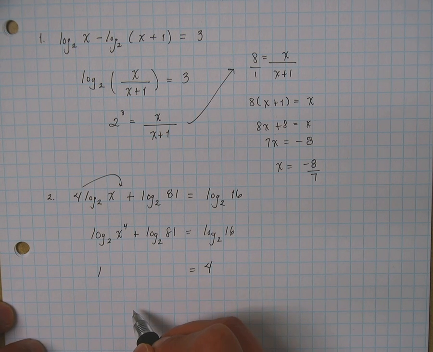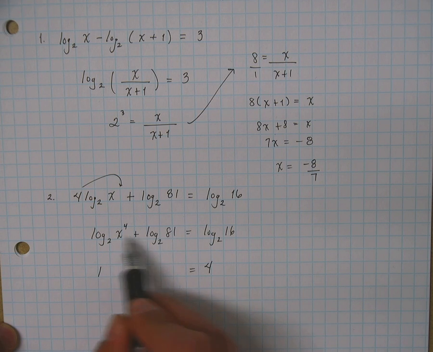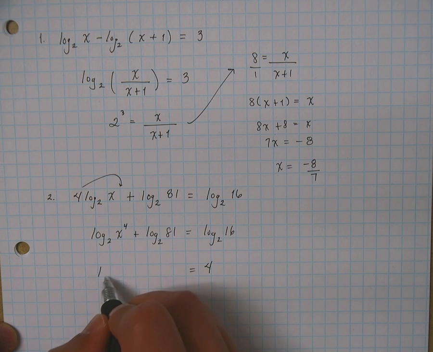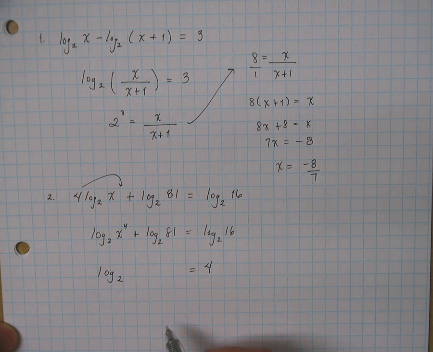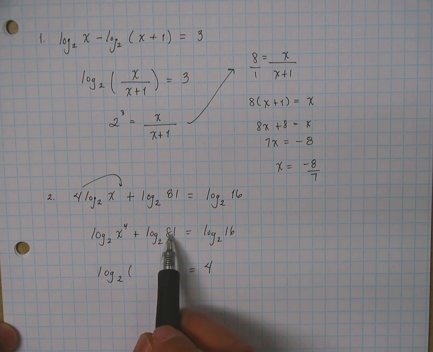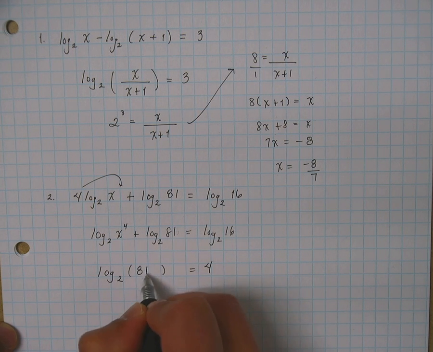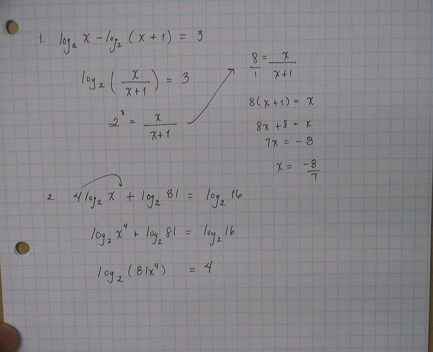I think 2 to the 7 is 128, and 2 to the 6 is, I think it's 84, something like that. But what we're going to do, we're going to put these two together, okay, and then we're going to have log base 2. I'll just put it in parentheses just so we're neat and organized. This becomes, we're going to multiply these two, and we're going to get 81 x to the 4th power.